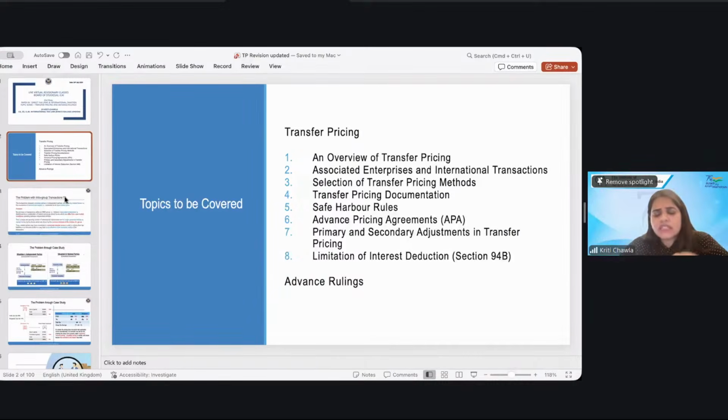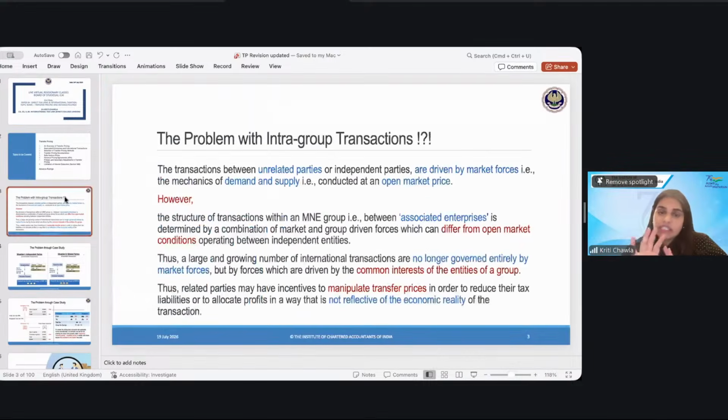But there's always a problem with these kinds of transactions. Now, my question is, what is this problem? Well, the problem with these transactions is provided in this slide. The problem is that, when you have transactions with unrelated parties or independent parties, those transactions are always driven by market forces. What do I mean by market forces? Well, there is always a mechanism of demand and supply that operates.